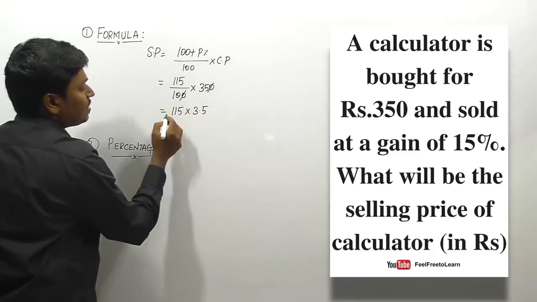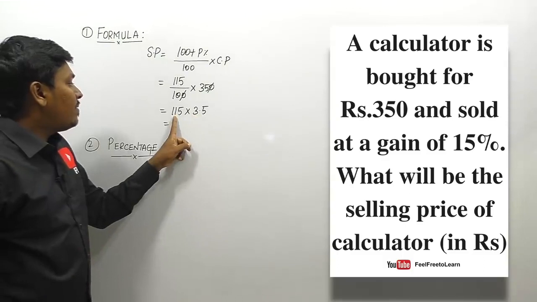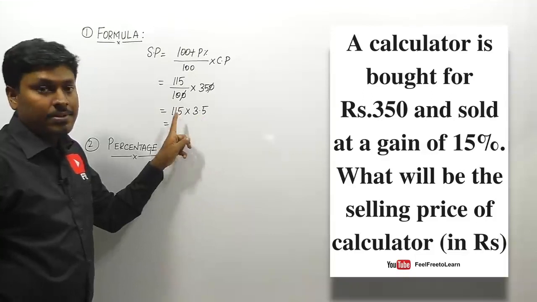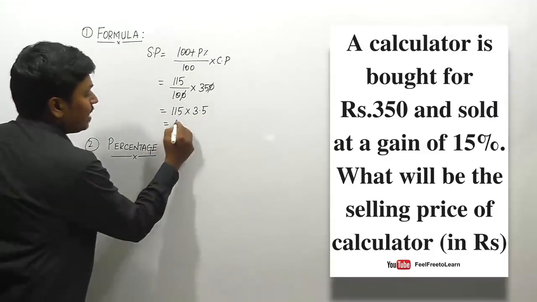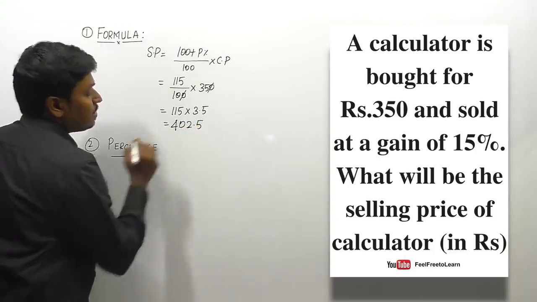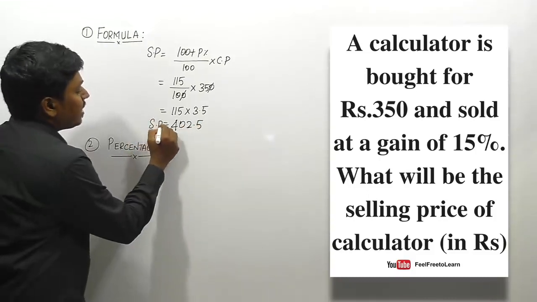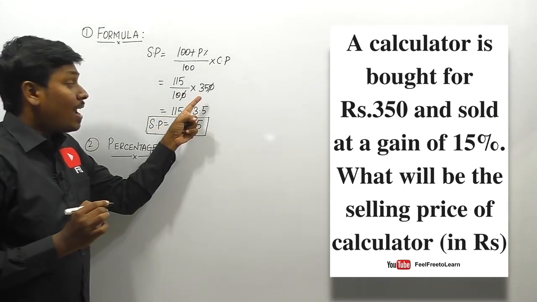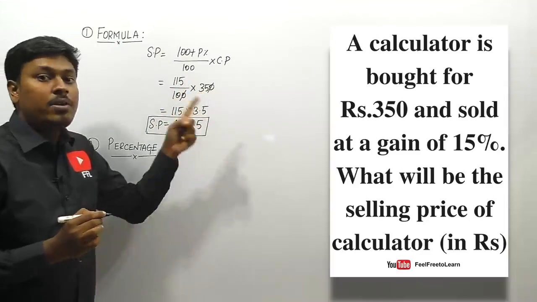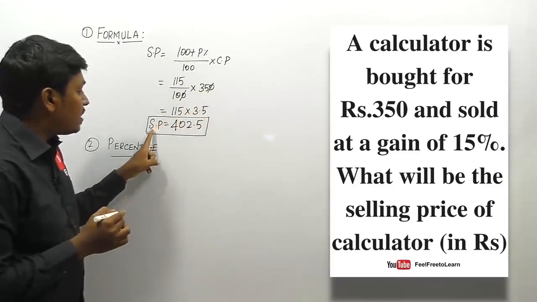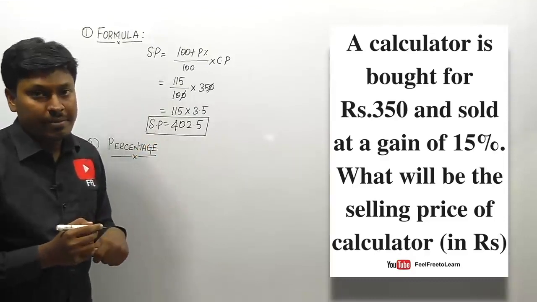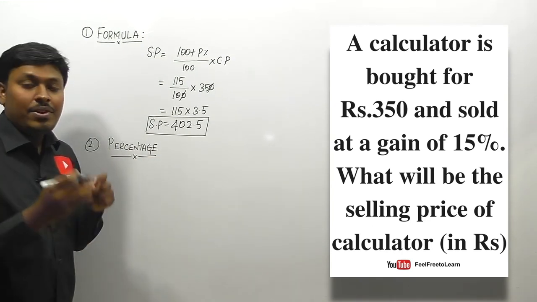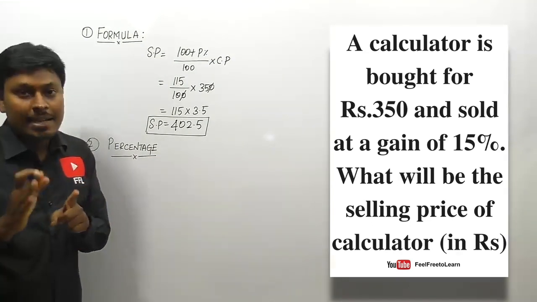So when we multiply this, 35, I think 3 into 100 will be 300, 15 into 3 will be 45, so 345, and 0.5 will be half of it, so we can say 402.5. So finally when we multiply both the numbers, the answer is 402.5, which will be the selling price of the calculator. So he bought the calculator for rupees 350 and he decided to sell the same calculator at a profit of 15%, so the selling price will be 402.5. So friends, we got the answer by using the formula method, right? So let me move on to the percentage method. We already know that cost price should always be taken as 100%.